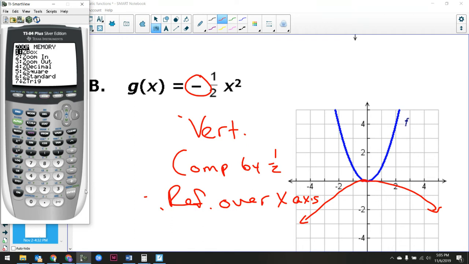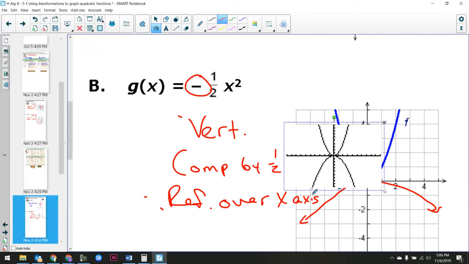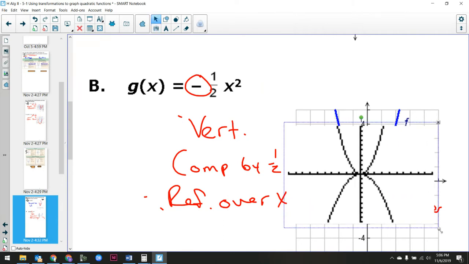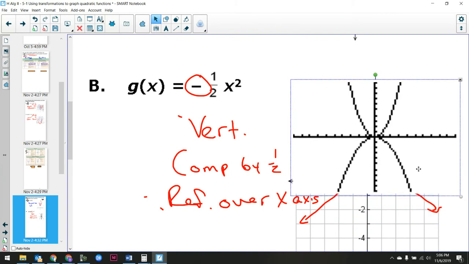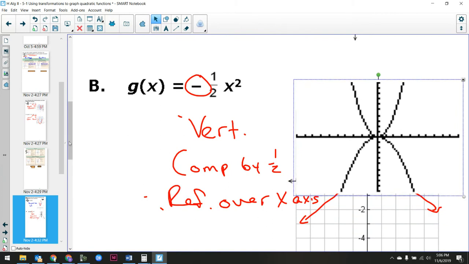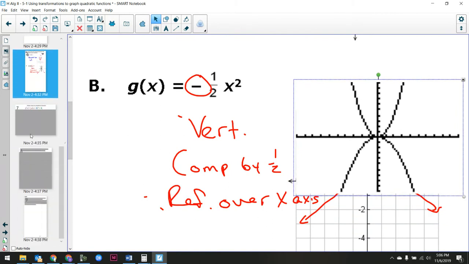Okay, I'm going to zoom 6. There's my new graph. Oh gosh, it is not that wide. Okay, there we go. You saw nothing. Okay, all right, let's keep it rolling.